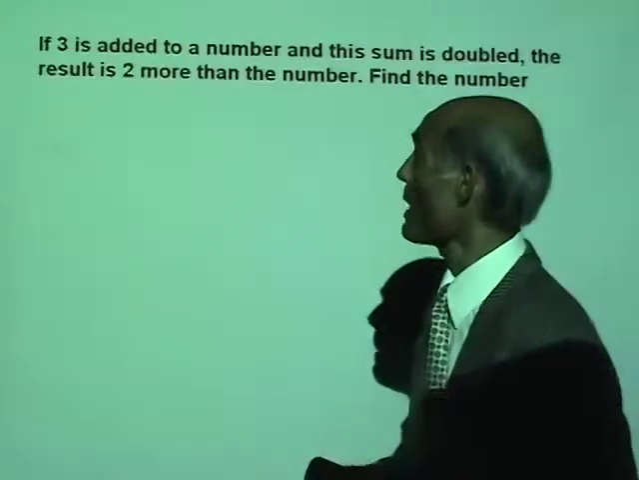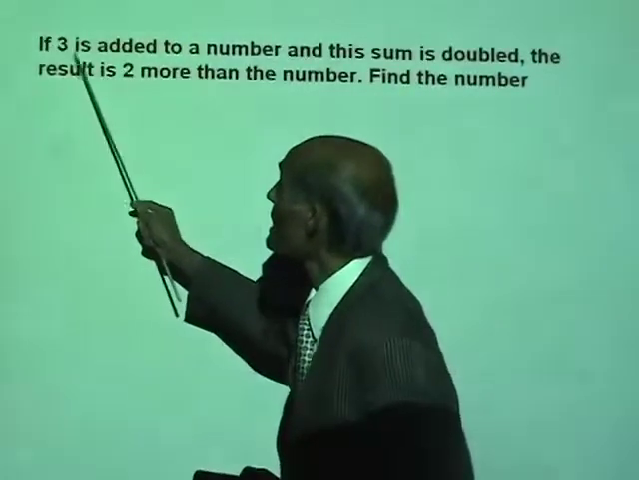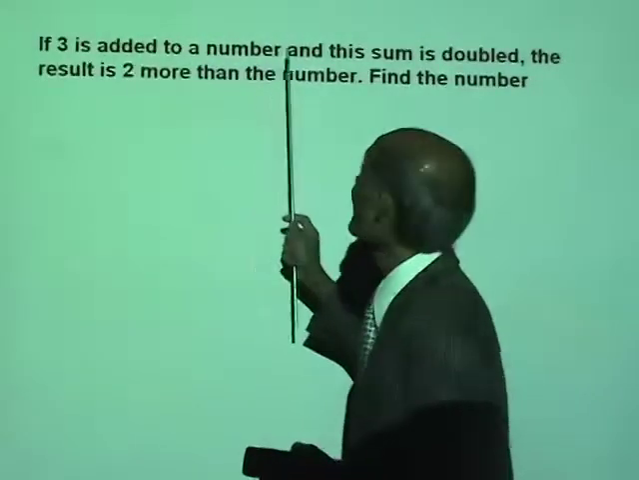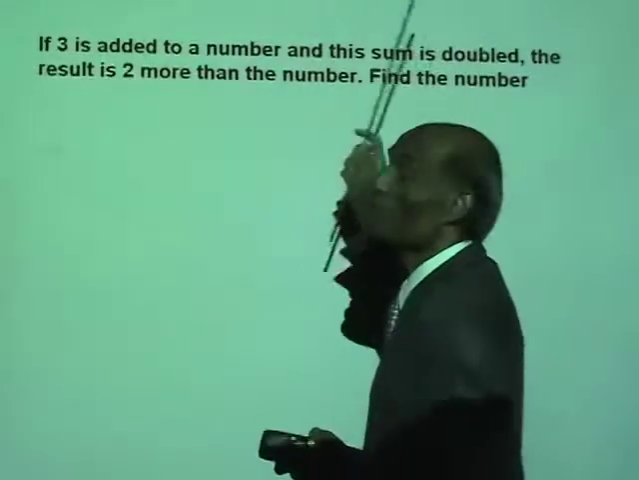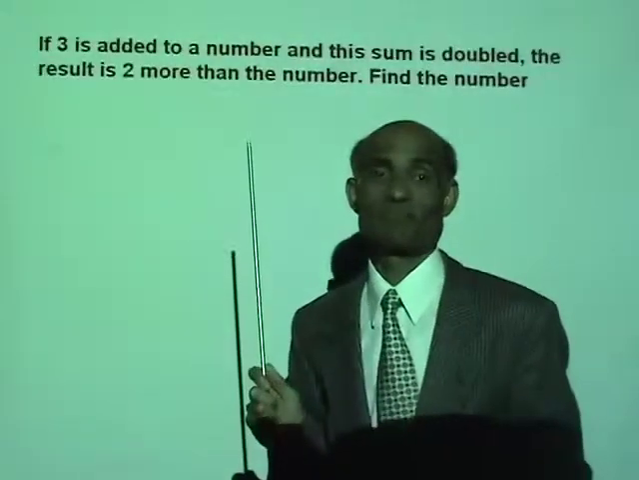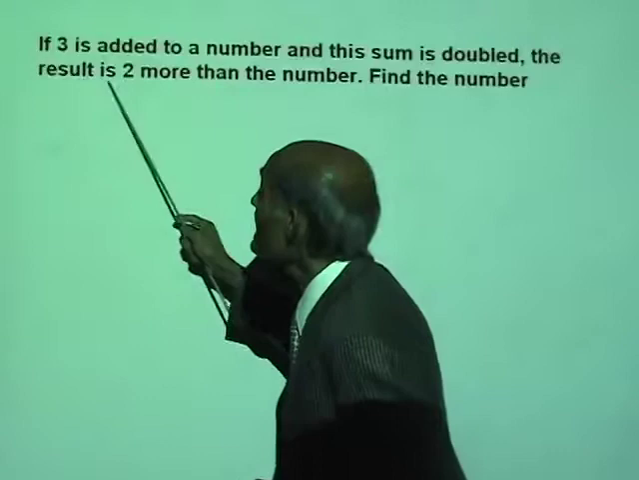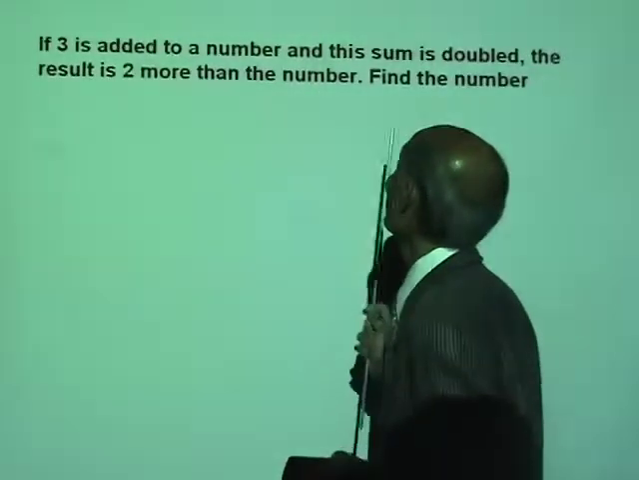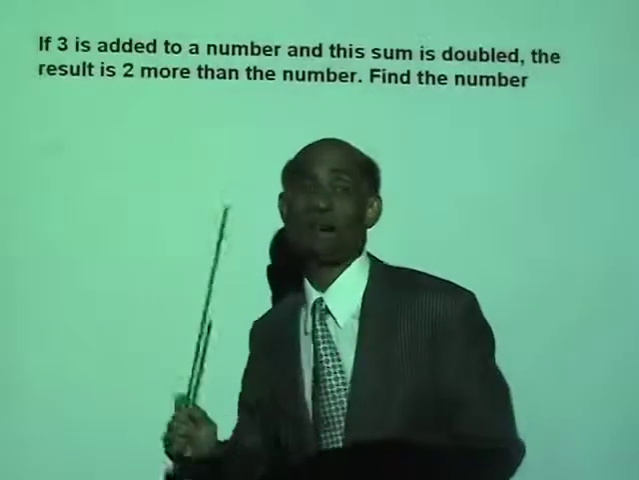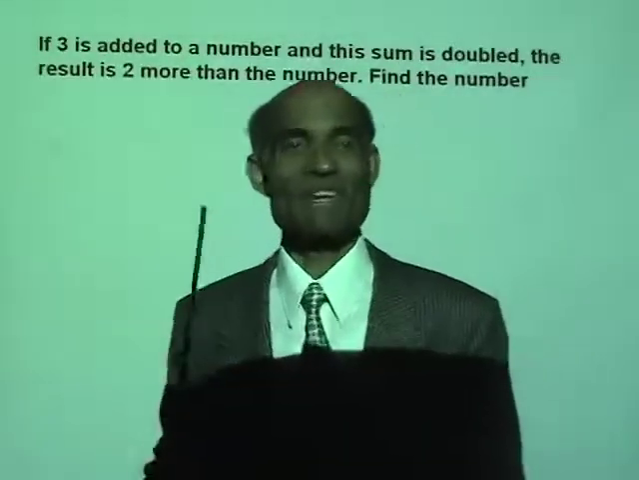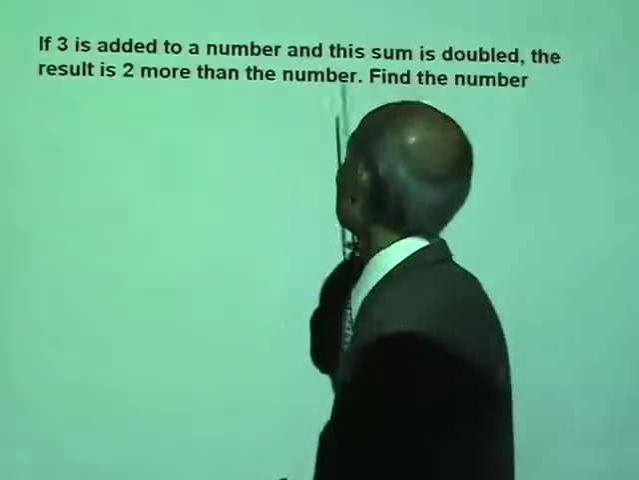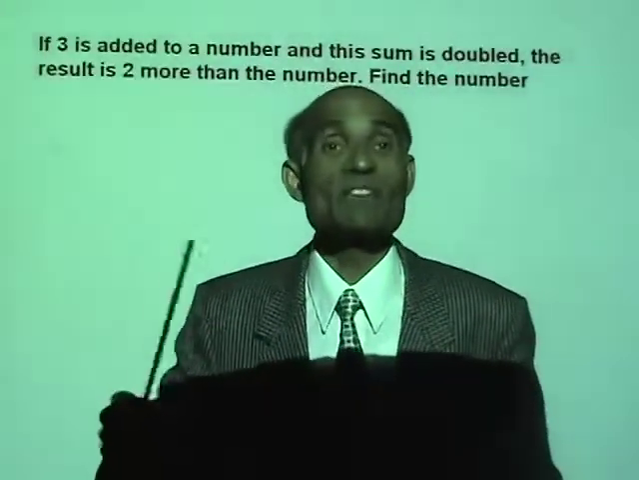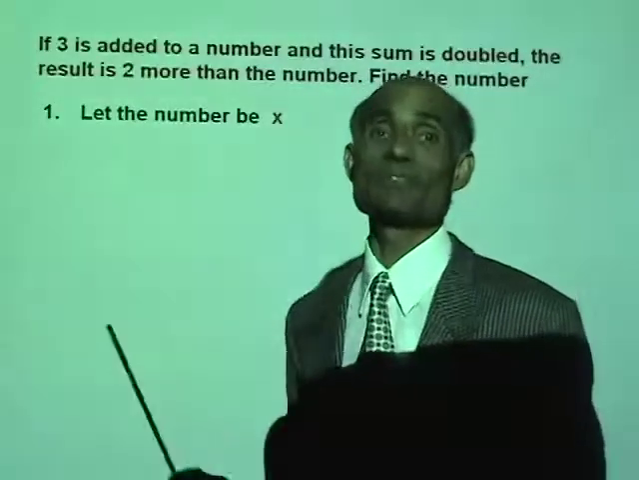Look at another one. If 3 is added to a number and this sum is doubled, the result is 2 more than the number. Find the number. Can you set it up? It says find the number. So what's the starting point?